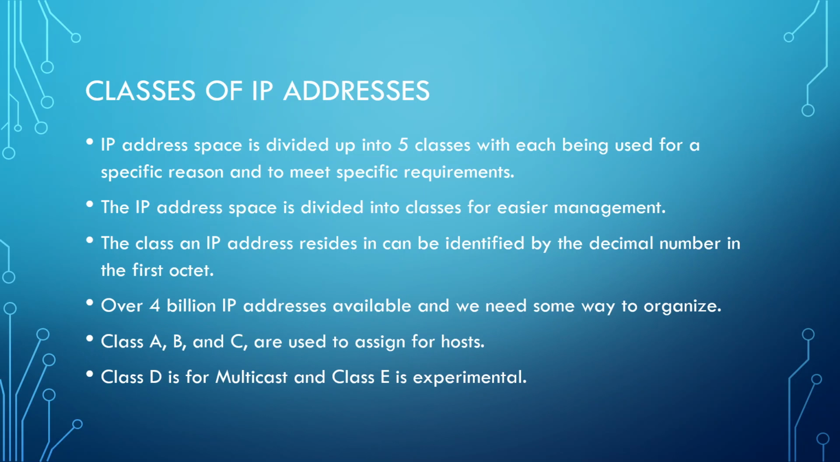Now, IP gives us 32 bits to play with. That's the number of bits in an IP address, and that gives us over 4 billion IP addresses. Now, that is a massive pool of IP addresses to use. We need to have some way to organize it. And so the developers of IP back in the 1980s, I believe it was like 1981 or something, came up with a way to organize the IP addresses. And they call this the classes of IP address.